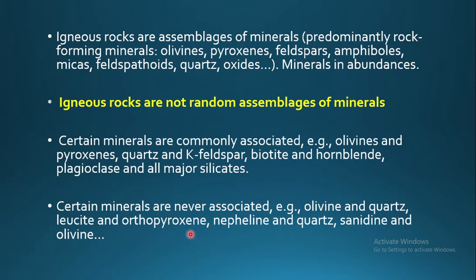Olivine will occur with pyroxene, but quartz, as we know, is a final product of Bowen's reaction series, formed at 573 Kelvin, whereas olivine is formed at a temperature of 1400 degrees Celsius. So by this prior knowledge, we can easily understand that olivine and quartz won't form together. Why? Because one is very high grade and the other is very low grade. So that is the thing.